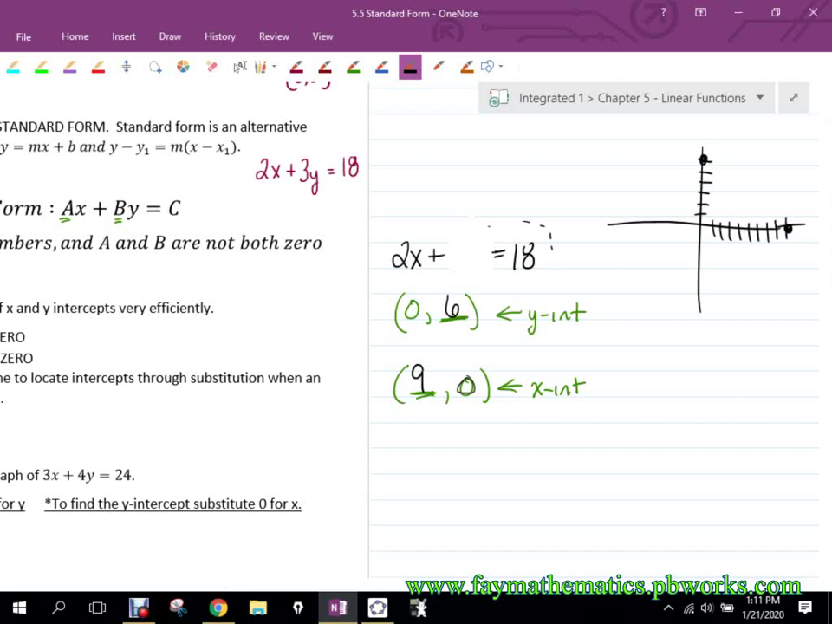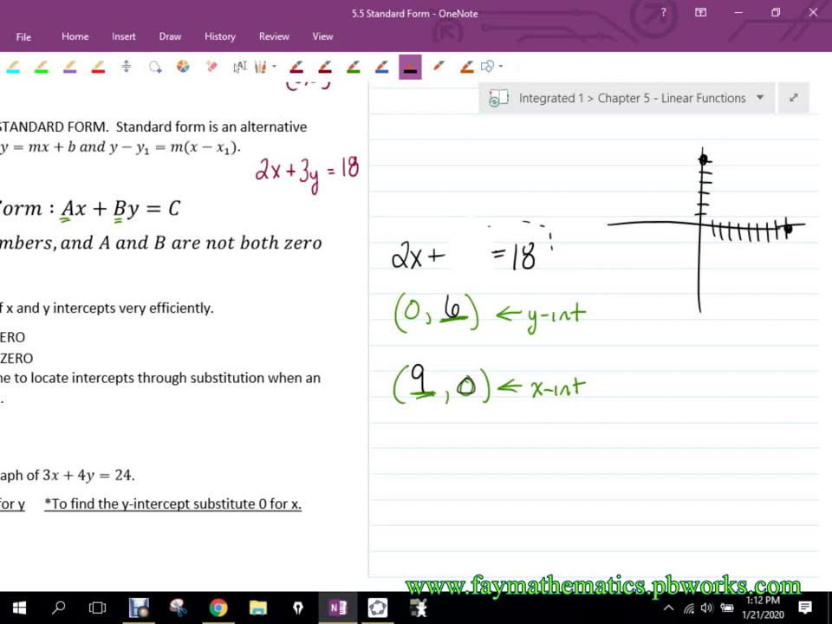But would you agree that inserting x being 0 allows 2x to disappear, and all I'm left with is y, is really easy to find two ordered pairs? That's much quicker than choosing x to be 2 or x to be 4 or x to be 12, not really having any plan on what x is. Okay, it's a lot easier than transitioning to y equals mx plus b form.